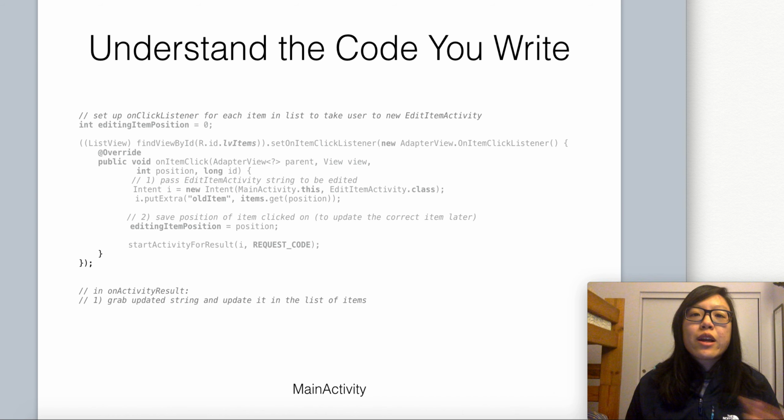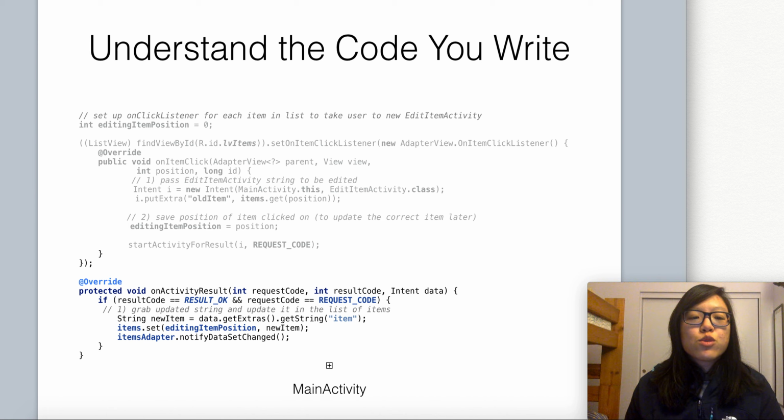So finally, we're back in our main activity, and this is the last step of our process, right? What we need to do is implement code for onActivityResult. This is the method that's called once edit item activity finishes. The thing that we said we needed to do is grab the updated string in order to display it and update it in our local list of items. And I'm doing that here by getting the string that was passed to us with the correct key.